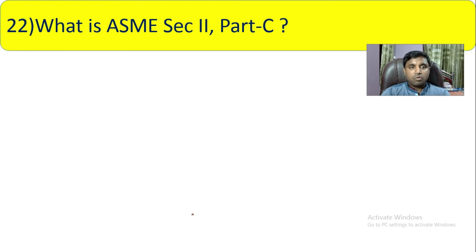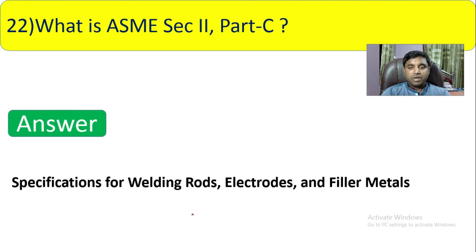Question number 22, what is ASME Section 2 Part C? Specification for welding rods, electrodes and filler metal. This is the requirement mentioned in your ASME Section 2 Part C.